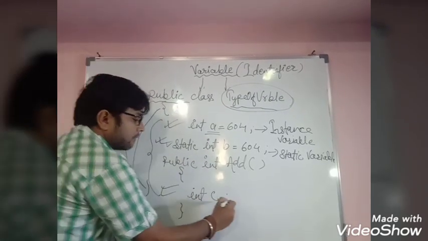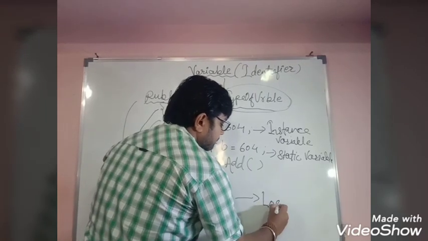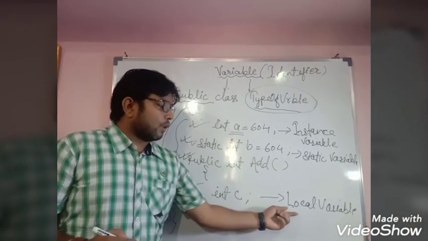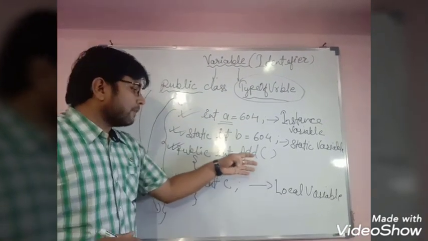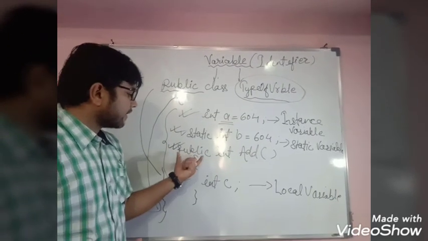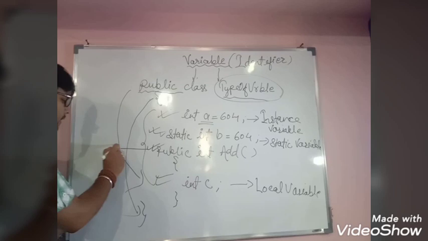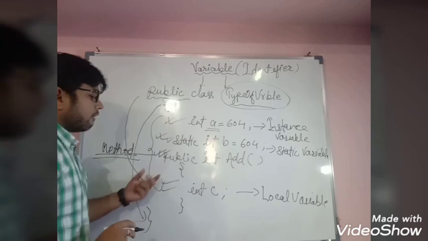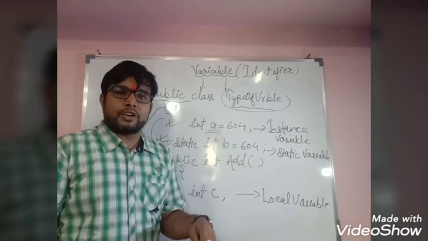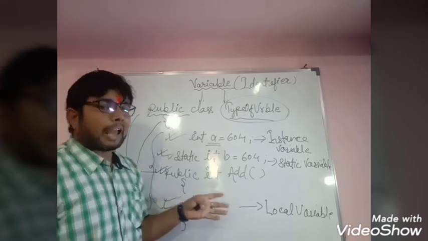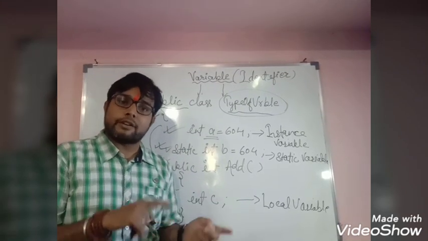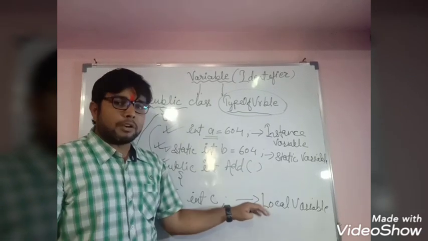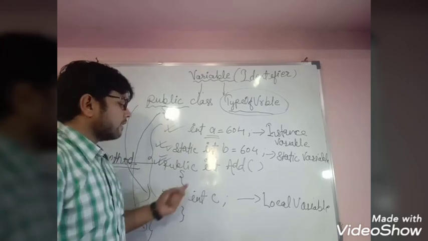When we come to the local variable, a local variable has the scope in a limited area. For example, if I have created one method here, this is called a method. About the method you will learn in the next videos: what is a method, what are the types of methods, and how we can create a user defined method. For now, just look at the variables. We will learn about this in the next videos.